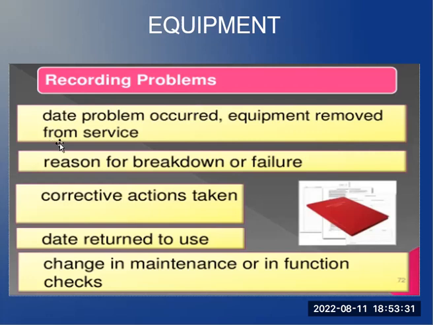Next is recording problems. You need to record all of this information as part of your documentation in the lab. So the date the problem occurred, and if there is, equipment removed from service. This information is part of your incident reports. In the lab, every step should have documentation to support your reason whenever there is questioning. It is not just verbal; for incidents, there should be a document.